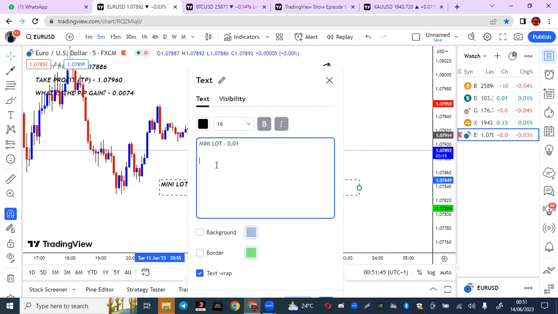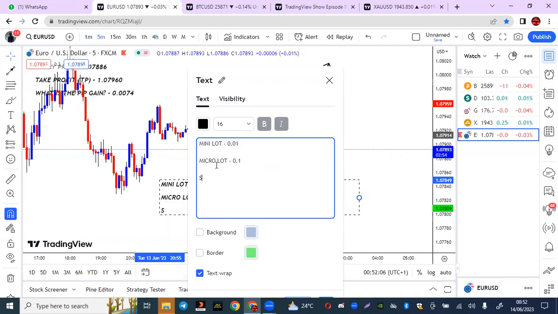All right. Then we have micro lots. Micro lots, we have 0.1. It can also come in variations like 0.11, 0.12, another 0.22. So these are called micro lots.